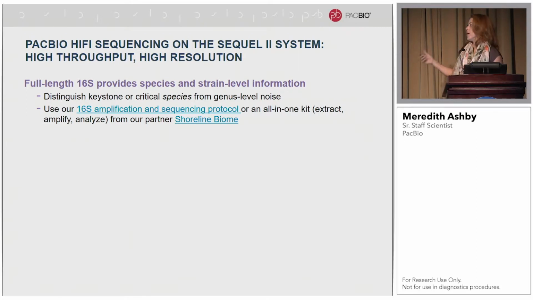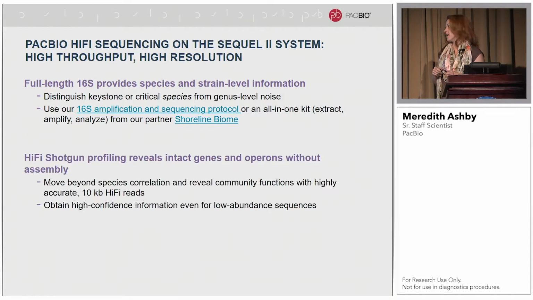So to run through them briefly, one is full-length 16S. And 16S is a great way to distinguish what is in your sample, who are the players. And the advantage of 16S is that it gives you species or sometimes strain-level information. And so with PacBio, you can either use our own protocol, or we have a partner, Shoreline Biome, who is here today that you can talk to. And they have some really great kits that cover every aspect of the pipeline or the workflow that we do not. So they extract, amplify, and then at the tail end, analyze PacBio data.